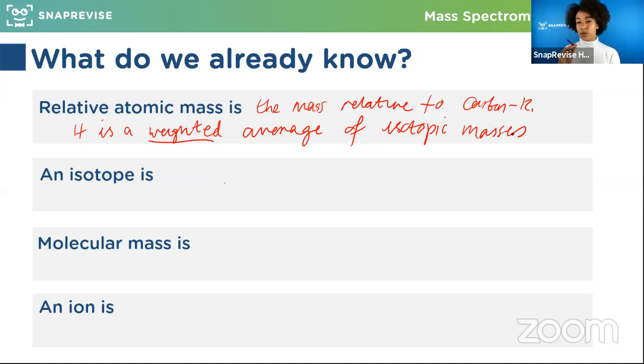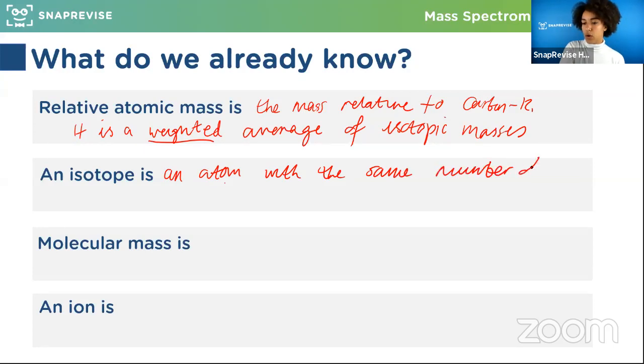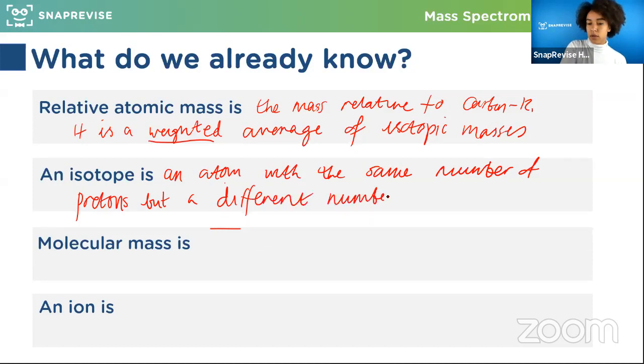The electron bit does not matter, because you can have almost any number of electrons. It's the same element. So an isotope is an atom with the same number of protons, but a different number of neutrons. Wicked. Okay, so thank you everyone who answered. I really appreciate it.